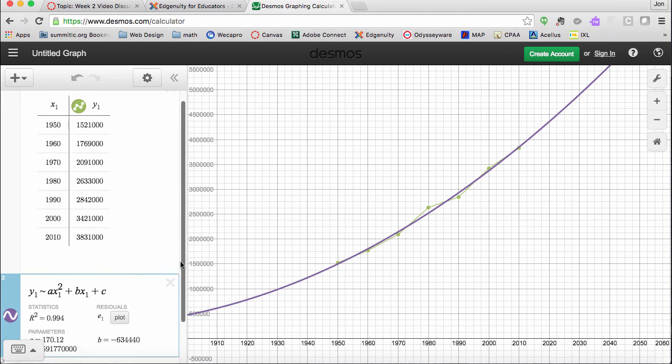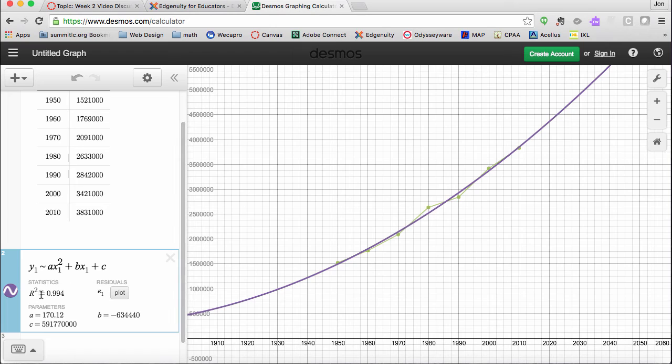Well, what can we tell from that? I don't have an r, but I have an r squared of 0.994. That's telling me this thing fits pretty good as well. And it's giving me the value for a, the value for b, and the value for c in my quadratic equation. So now I have a quadratic equation that fits my data.